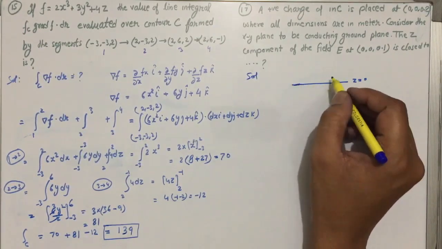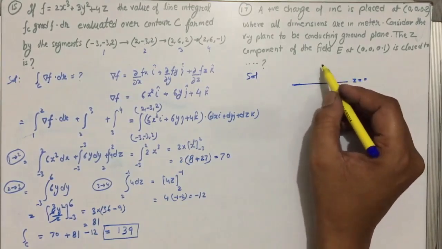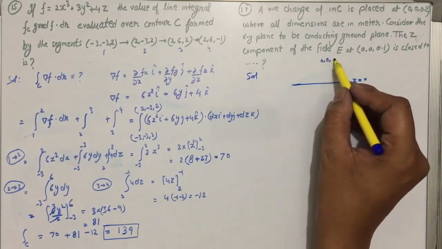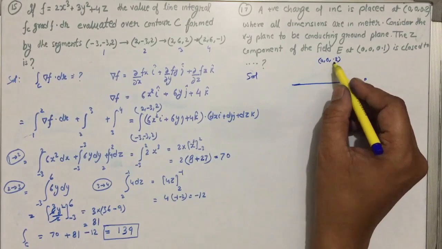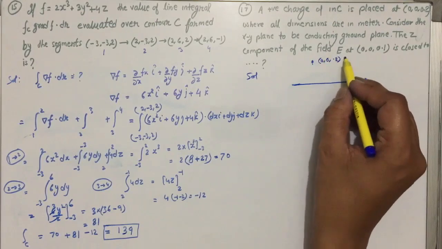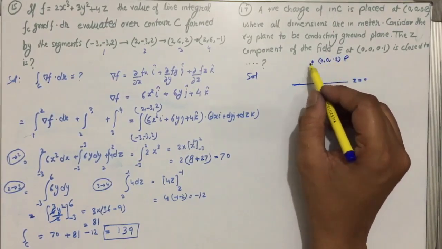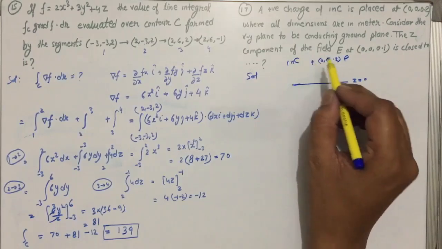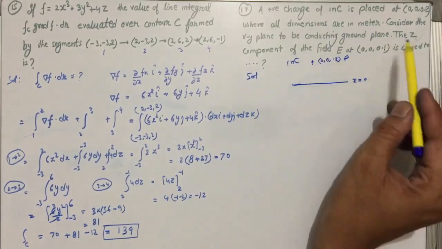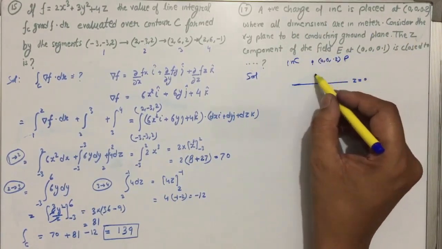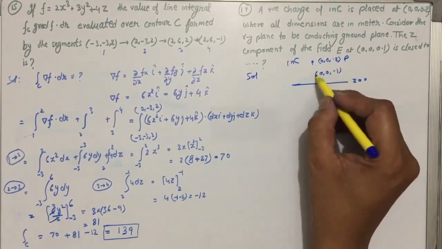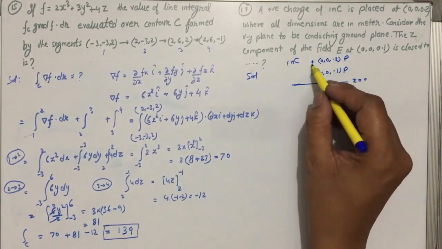So this is the normal, this is the conducting plane, and a charge of 1 nanocoulomb lies at the 0, 0, 0.2 coordinate. This is point P, whose coordinate is this, and the charge is 1 nanocoulomb at this point. And we want the z component of the field at the point 0, 0, 0.1. We have to find the field at this point.